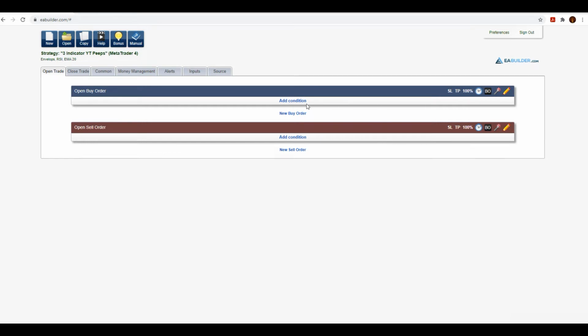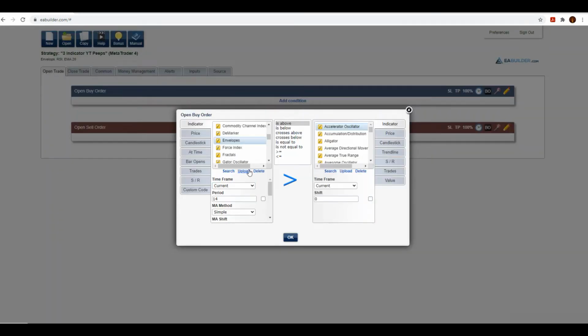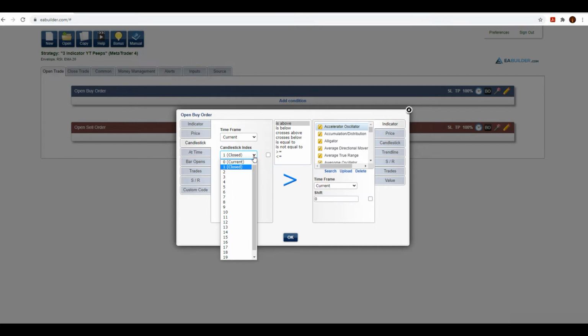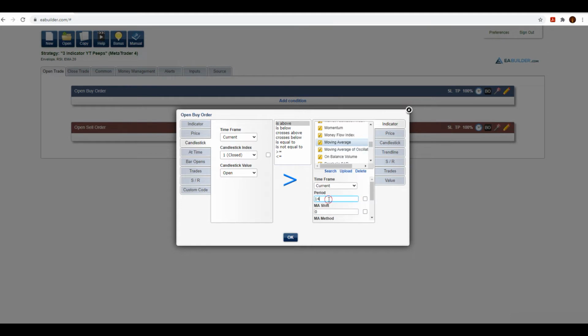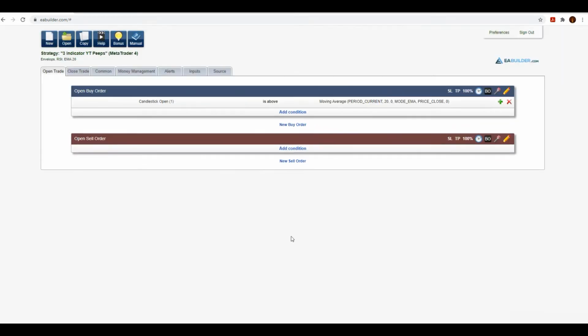So what are our buy conditions? First buy condition is we want to make sure that the candlestick, yes, on the current time frame, the candlestick that is closed. We want to make sure that the open is above the 20 period EMA. So let's go down and find moving average. So moving average 20. Let's make sure it's the exponential or EMA and not the SMA, simple moving average. All right, so now we have a condition here that says the candlestick open needs to be above the 20 period EMA. Okay, got that condition.